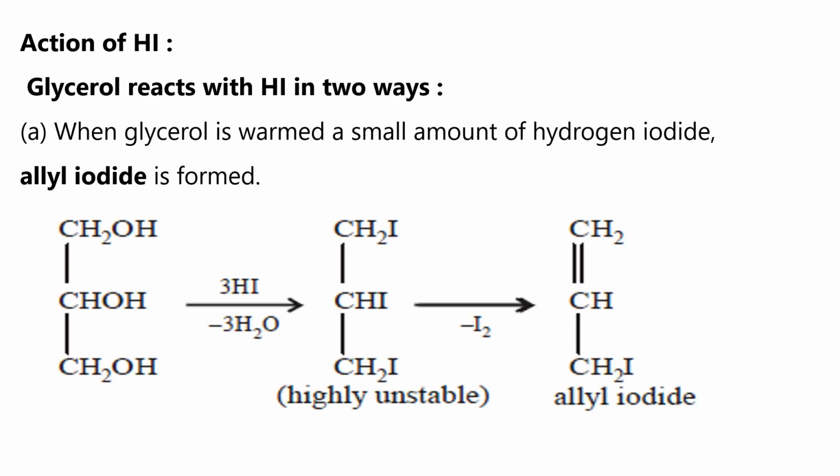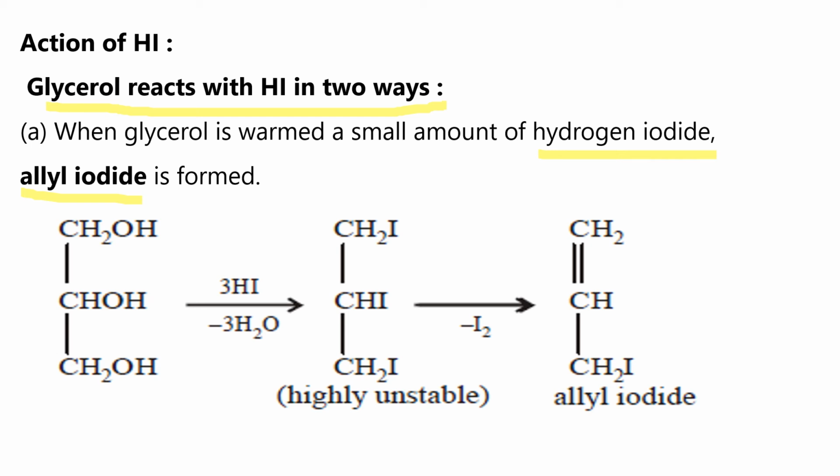Then action of hydrogen iodide on glycerol. Here again, glycerol reacts with hydrogen iodide in two ways. That is, in the first step, when glycerol is warmed or heated with a small amount of hydrogen iodide, or HI, it forms allyl iodide. So glycerol, when heated with small amount of hydrogen iodide, forms allyl iodide.